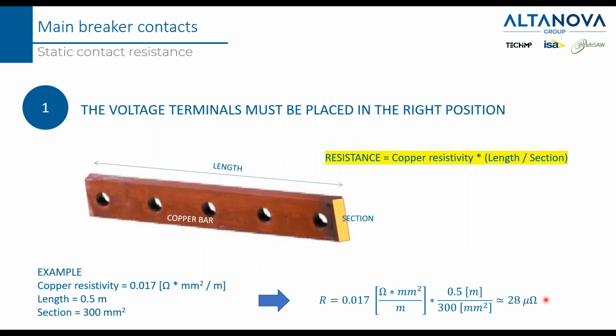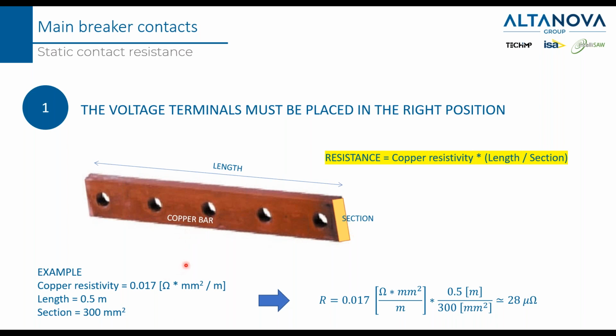Imagine taking a copper bar. The resistance of a copper bar depends on a very simple formula, that is this. You take the copper resistivity, you multiply by the length, and you divide by the section. So from here you see that the longer the copper bar, the higher the resistance, and the higher the section, the less the resistance.